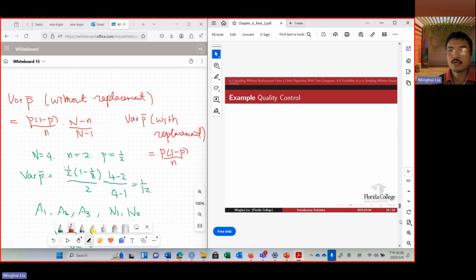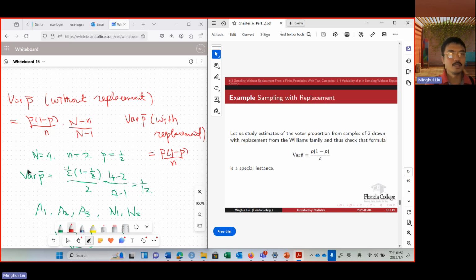So let's look at this example. Let's say we do the Williams family, and we choose the sample size 2, but now we do it with replacement. So now you're going to get 1/2 times 1 minus 1/2, and then divide by the sample size, let's say 2. So eventually you're going to get 1/8. So for the Williams family, if we do sampling with replacement, the variance will become 1/8 instead of 1/12. I'll give you an optional exercise to do this calculation by hand, namely using the previous, old method, the lengthy calculation without using the formula. You should get exactly the same result.